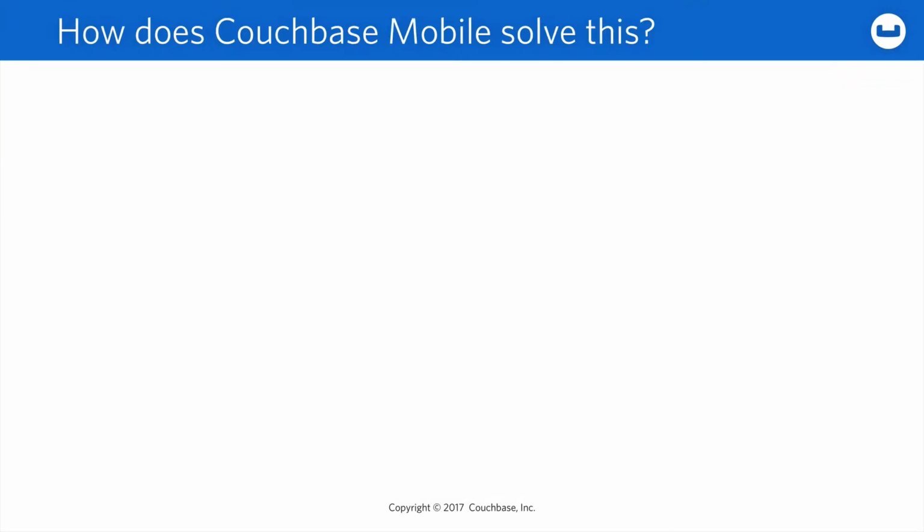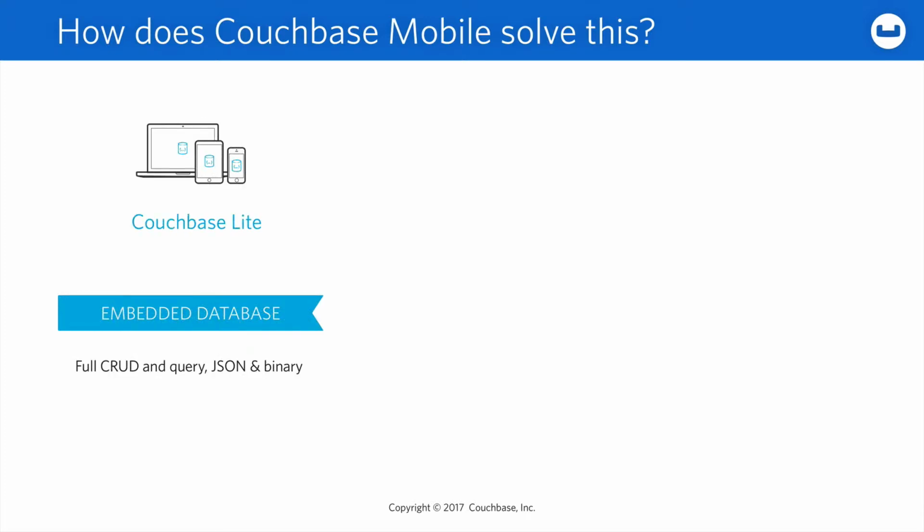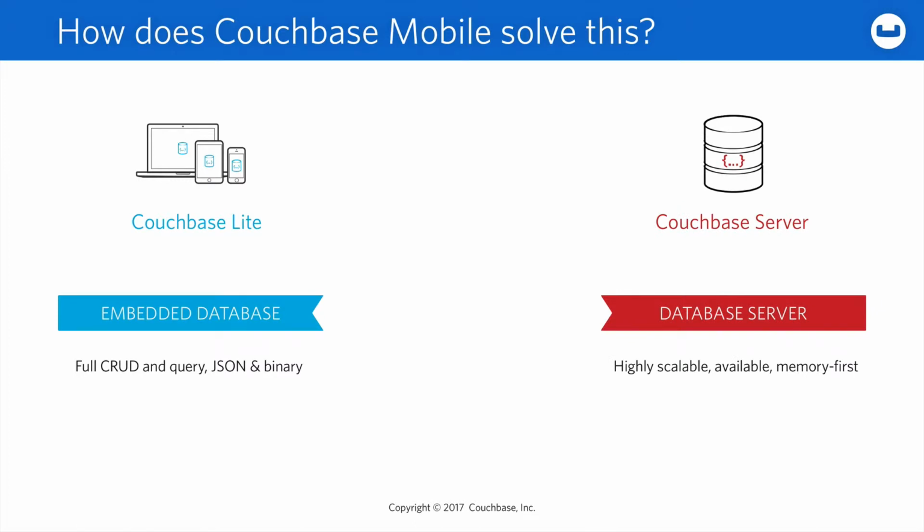Couchbase Mobile solves this problem using three main components. There's Couchbase Lite, which is an embedded database supporting full create, read, update, delete, and query capabilities for both JSON and binary data. Binary data means that your attachments, such as sound, image, and complex documents, are managed by the database along with simpler forms of data. At the other end, you have Couchbase Server, a highly scalable, highly available, memory-focused document database server.